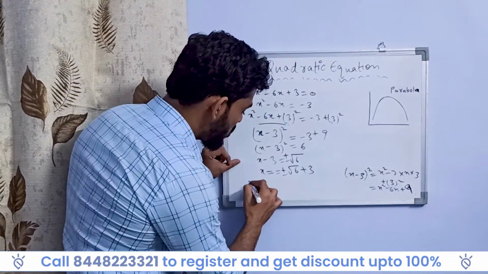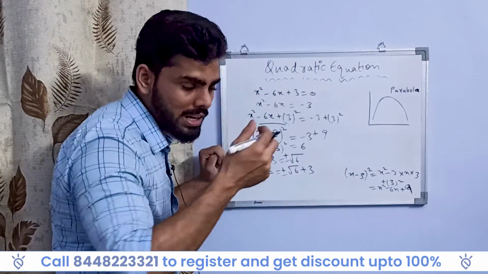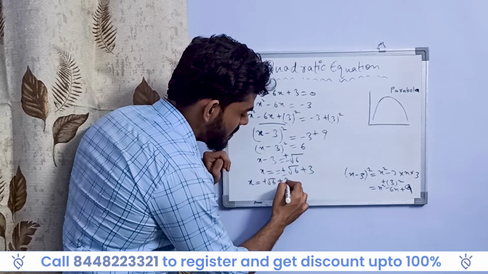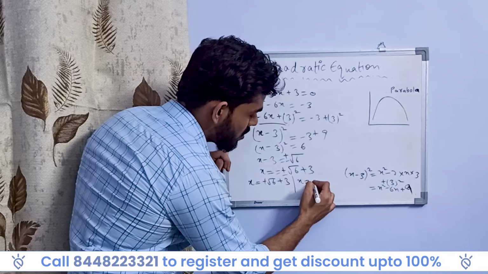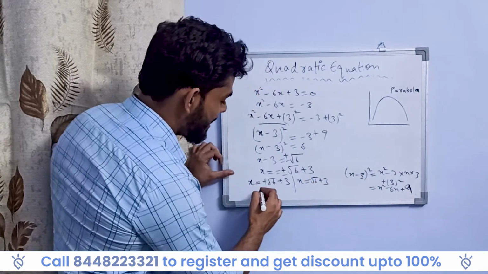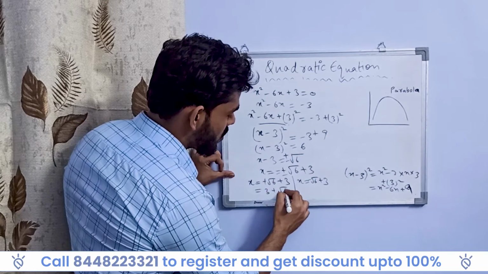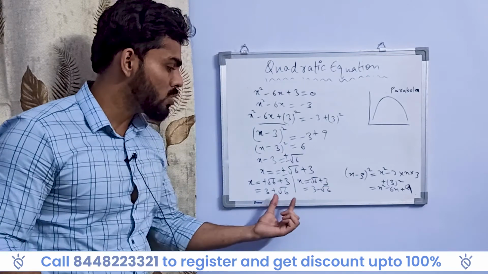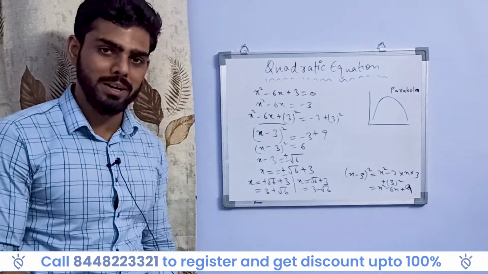So you have two roots of x, which means you have two values of x: x is equal to plus root 6 plus 3, and x is equal to minus root 6 plus 3. Or you can write this as 3 plus root 6 and 3 minus root 6. So you got two values of x here, which are the two roots of x, right?